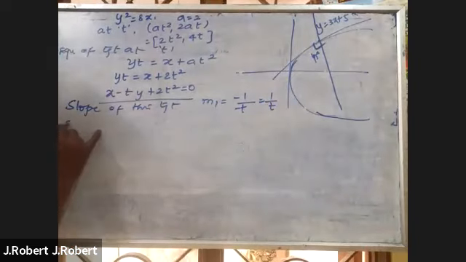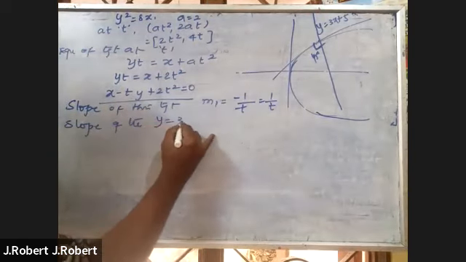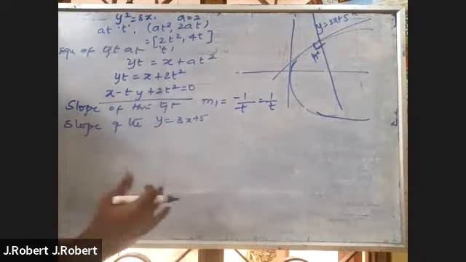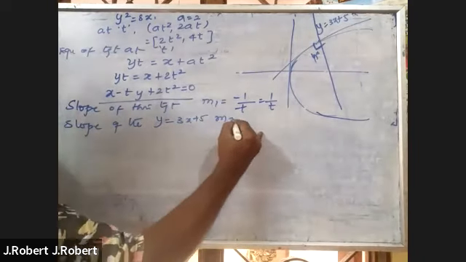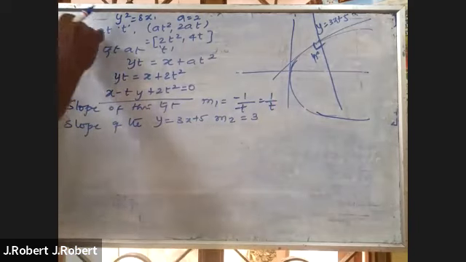Now the slope of the second line, the given line, is y equals 3x plus 5. This is of the form y equals mx plus c. From this we can find m2. Your m2 is equal to 3. We know the two slopes m1 and m2, and it is also given that the angle is 45 degrees.